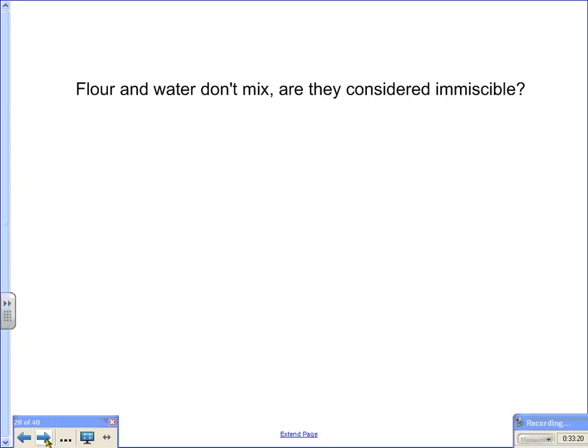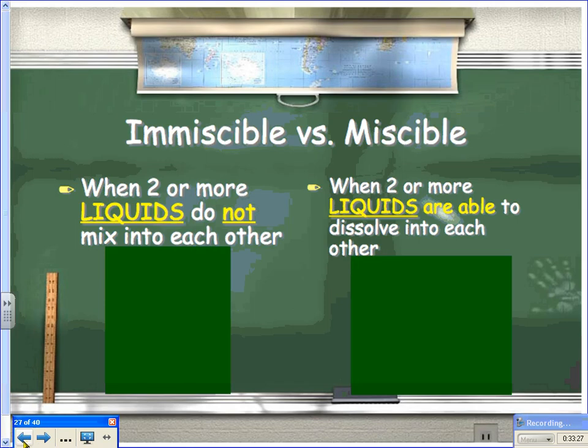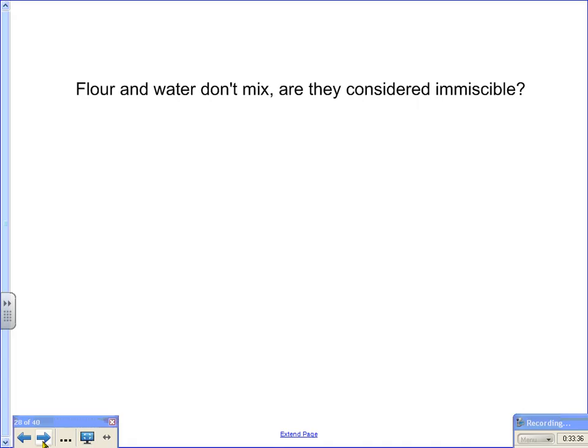Now, flour and water don't mix. Would they be considered immiscible? Let's back up a tick. Immiscible, when two or more liquids do not mix into each other. Flour is not a liquid. Water is, but the answer is no, because flour isn't a liquid.